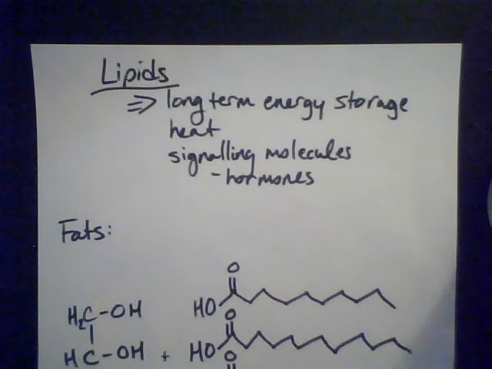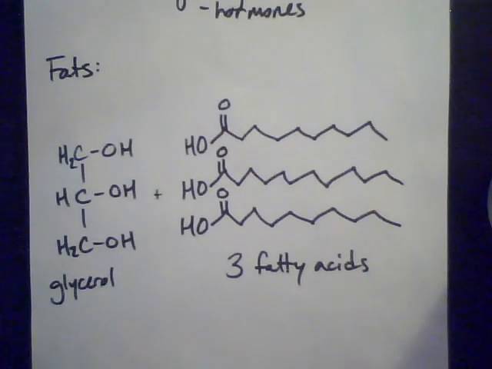So we're going to talk about two different classifications: fats, which are used for long-term energy storage and heat, and signaling molecules, which are hormones, which come about because of steroid molecules, and steroid molecules are lipids as well. So let's talk a little bit about fats and how they're made. You've probably heard of the molecule glycerol, especially in the context of soap, and we'll talk about why that is in a second.